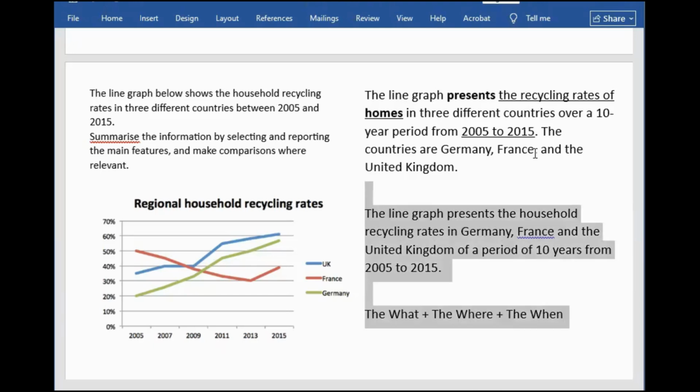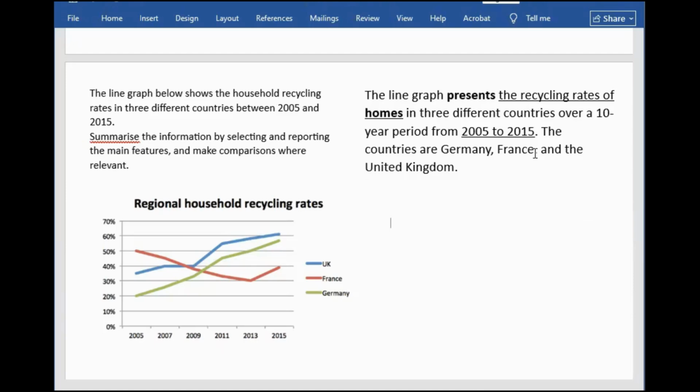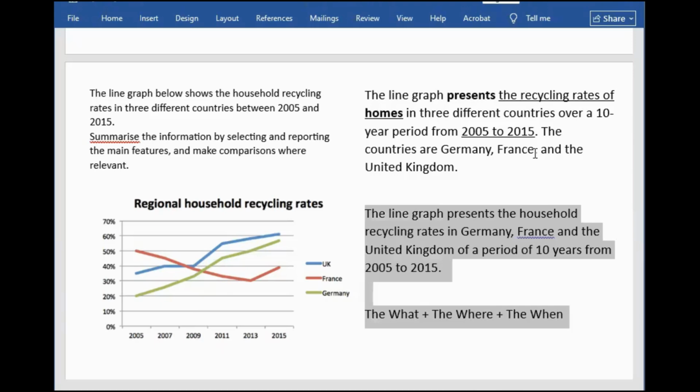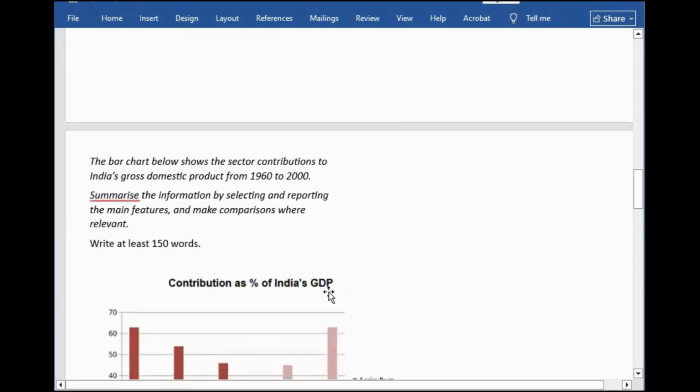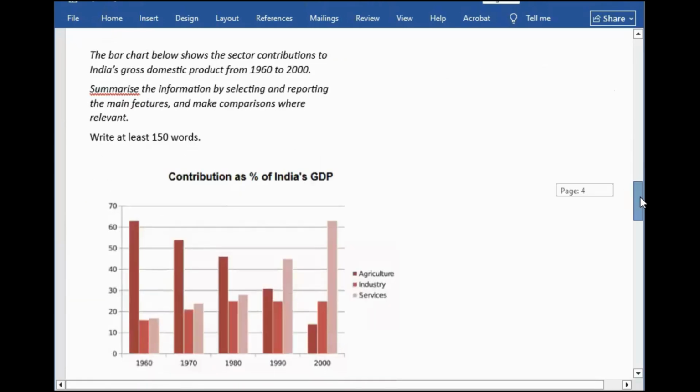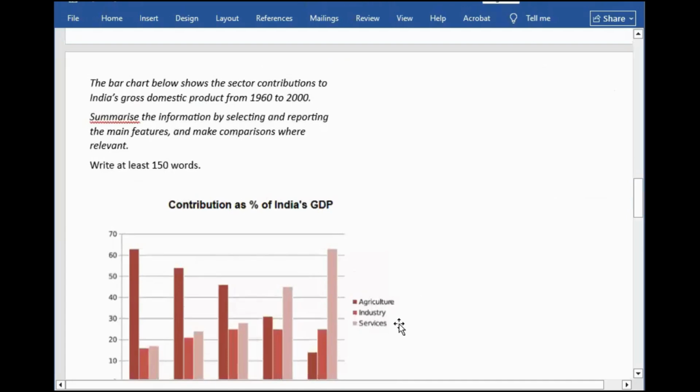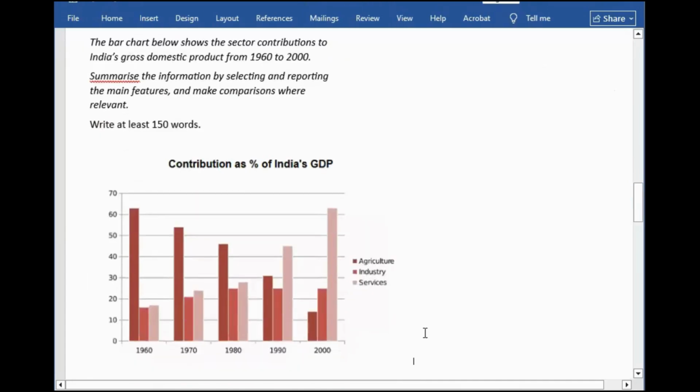But so this is one sentence. Let me remove it. So introduction, straightforward. Okay, let me still leave it. I will delete it later. Let me move to the next chart. Let's write the introduction for this. This is a bar chart question. We follow the same pattern. Okay, the same pattern is what we are going to follow here.